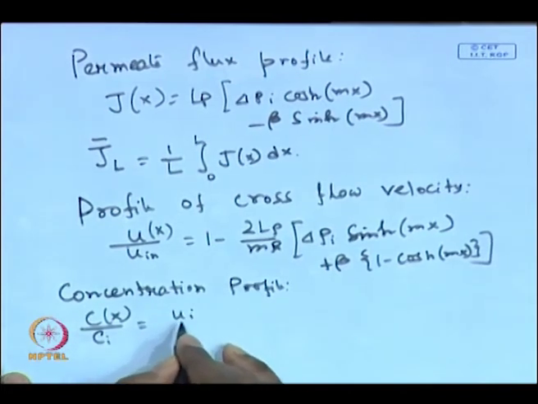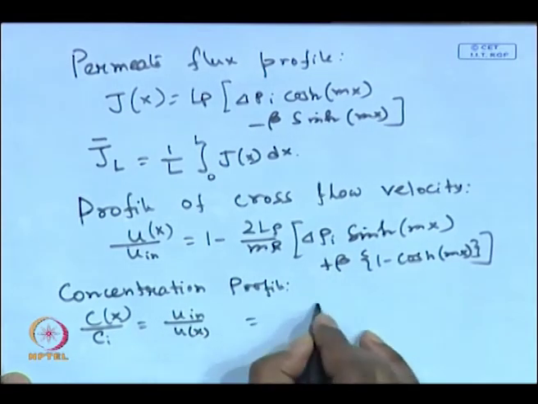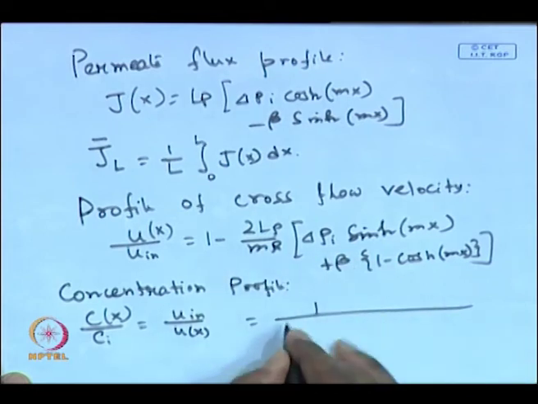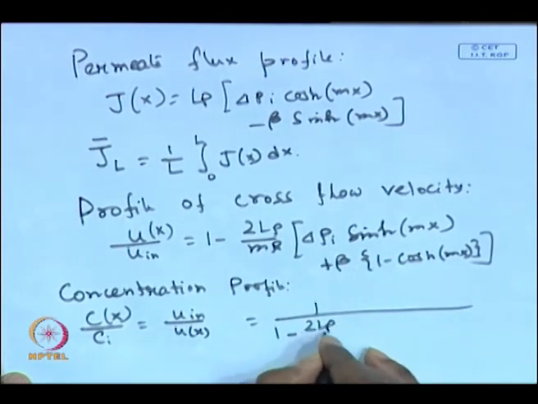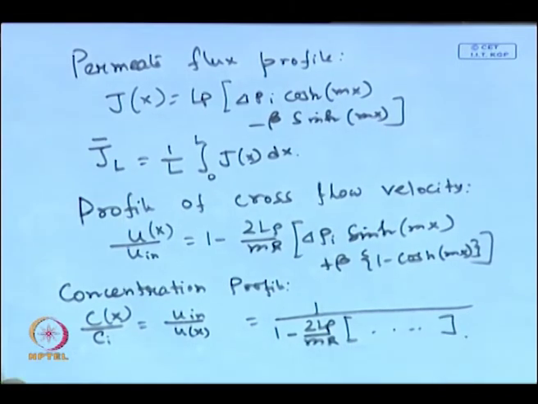This is the inverse of U_in divided by U at x, and this is 1 over this whole expression, 1 minus 2 L_P over M R in the bracket. Okay. So, as velocity decreases, the concentration increases because you are extracting the material out of it. Now, that goes the derivation for the case where your permeate flux is proportional to delta P with the negligible osmotic pressure.